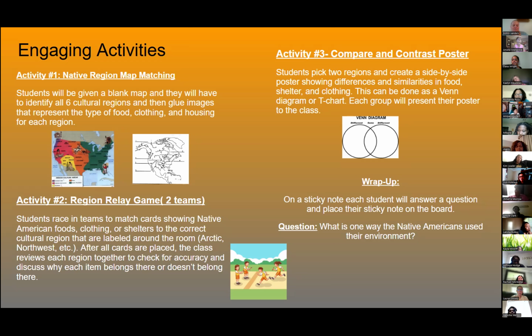And then as a wrap up on a sticky note, I have a question they have to answer: what is one way the Native Americans used their environment? Once they write it on a sticky note, they'll come up and say it, and then as a class we'll discuss if it's right, wrong, or why not, and then they'll stick that sticky note up on the board under the question that I have. And that's the idea.